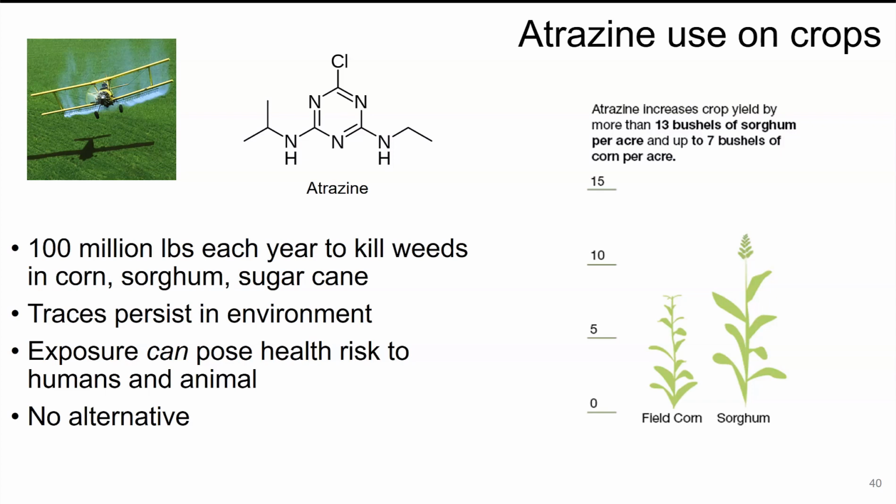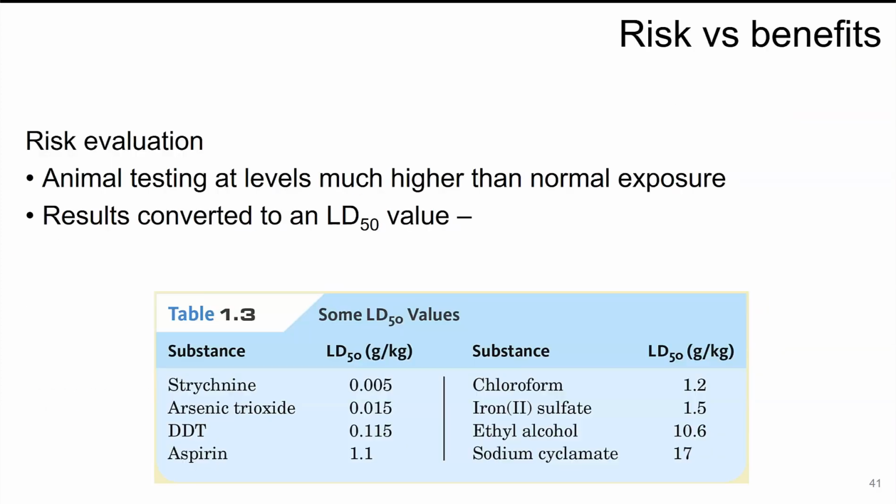So what I mean by that, they use atrazine on food crops, and if you use them, your crops of sorghum will increase by 13 bushels, and corn by 7 bushels per acre. By not using these things, your food costs and your farming costs are a lot more. If we look at the risk versus the benefit analysis, strychnine is a nasty poison that has a lethal dose of 0.005 grams per kilogram, which means that in a group of 100 people, 50 people would die at this dosage level. For arsenic trioxide, it would be 0.015, and you can see the different things here.